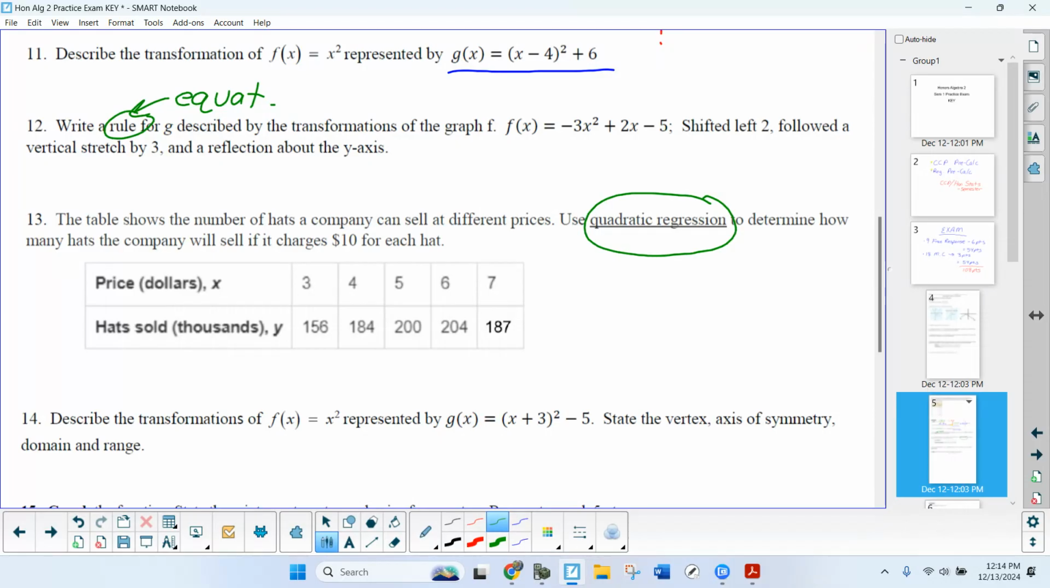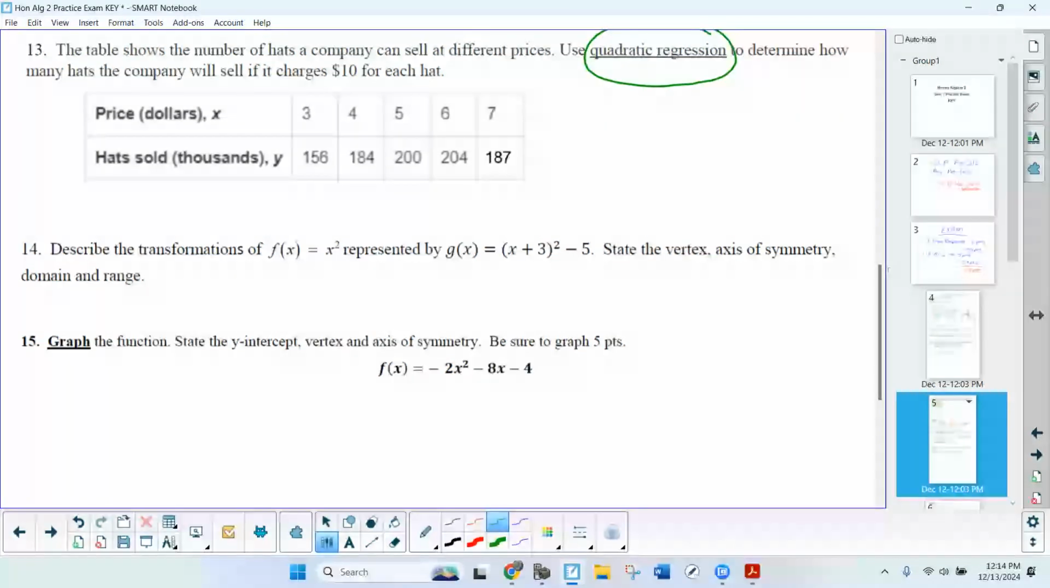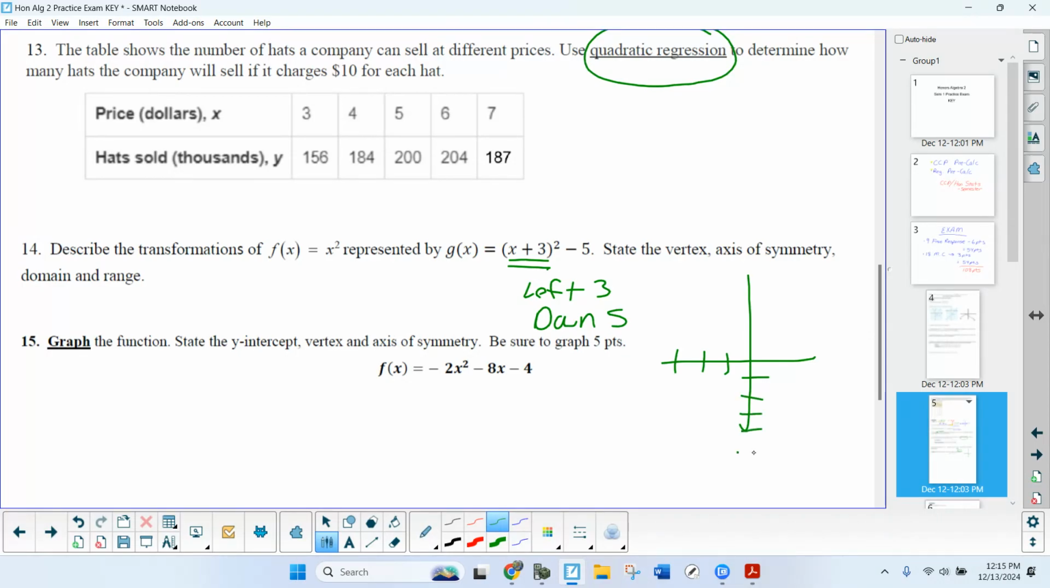Okay? I'll come around and ask individual questions here in a few minutes. Describe the transformations. State the vertex, axis of symmetry, and domain and range. All right, which way did this one shift? Left 3 and down 5. So what's my vertex? Where did my vertex go? Negative 3, negative 5.